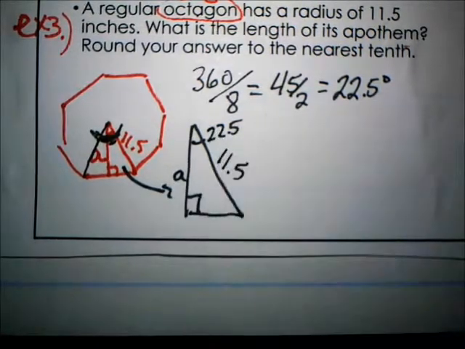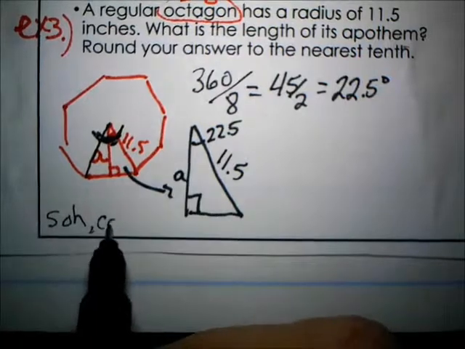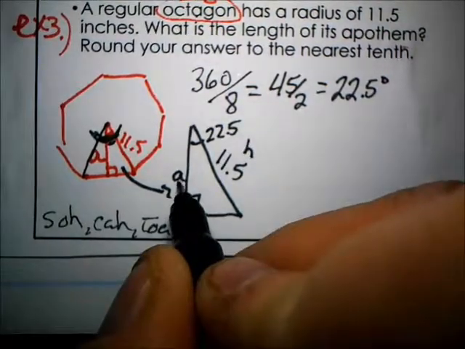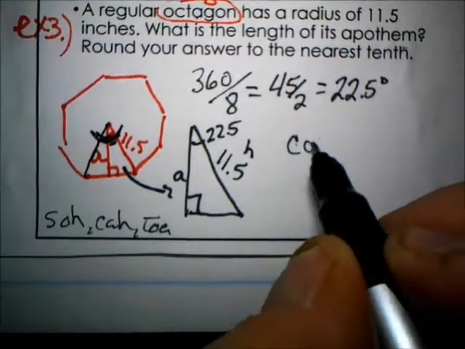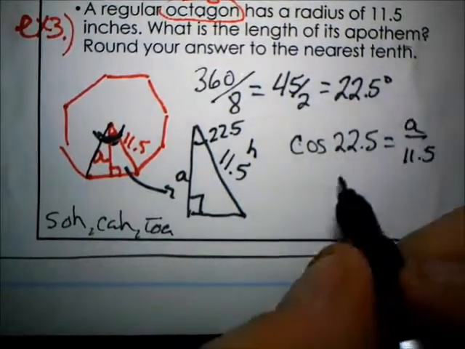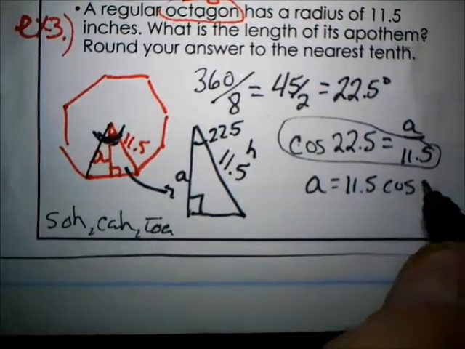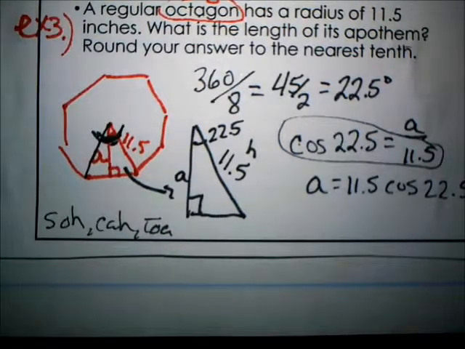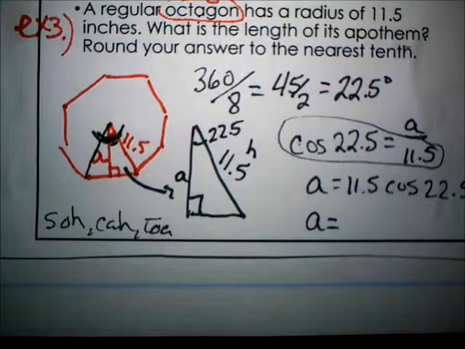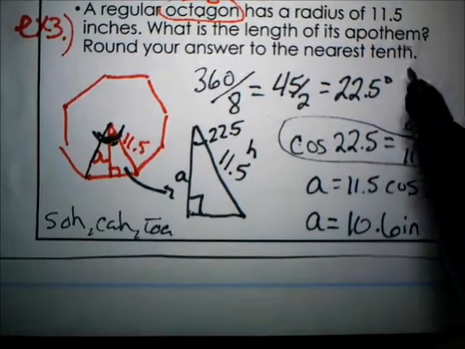Now, knowing two sides and an angle, my only option here is to use my trig ratios, the SOHCAHTOA. If I label the 11.5, this is the hypotenuse, and the a is my adjacent to this angle, so that means I'm going to use cosine of 22.5 is equal to a over 11.5. So I can find a when I cross multiply: a will be 11.5 cosine of 22.5. Now remember, you have to make sure your calculator is in degrees when you do that calculation. And when I type it in, I find that the apothem is going to be 10.6 inches, because I am rounding to the nearest tenth.